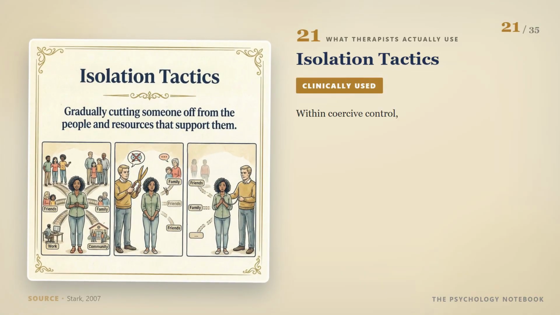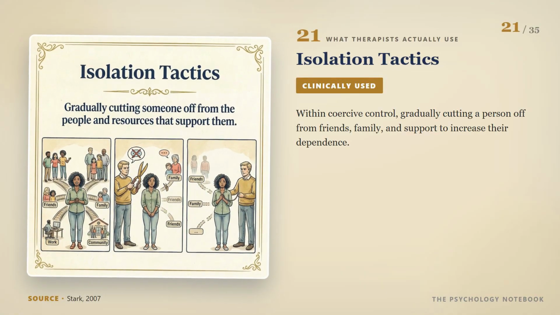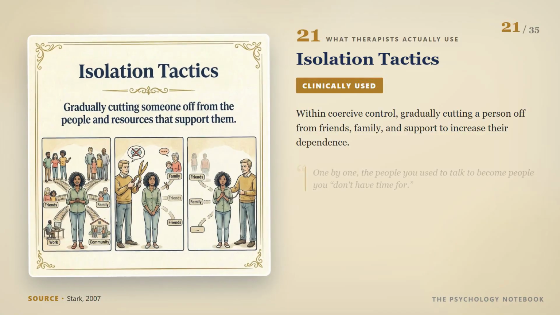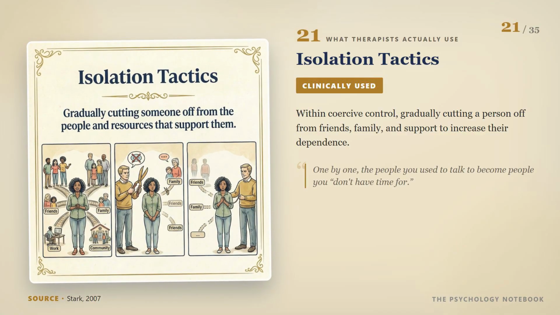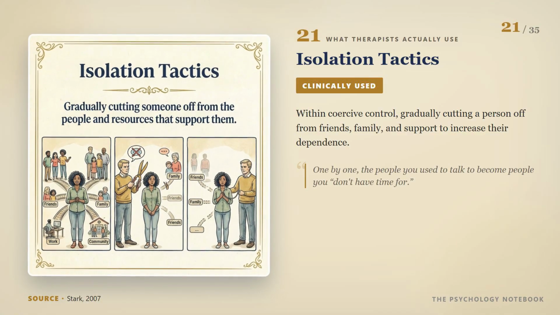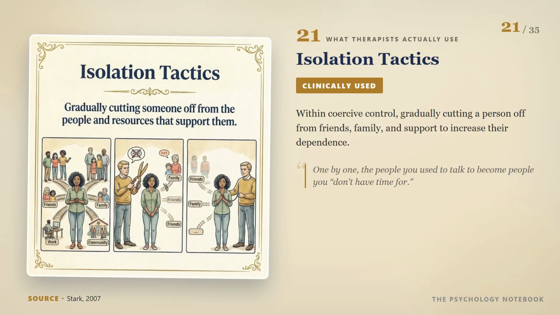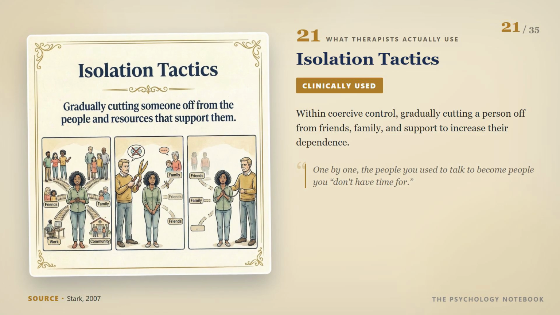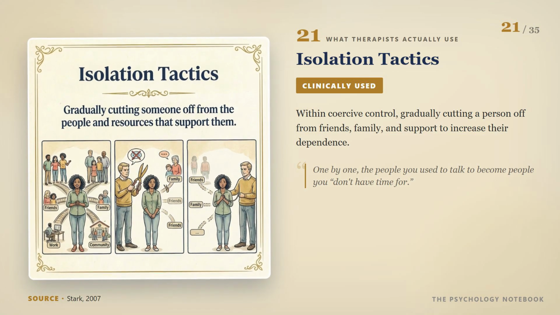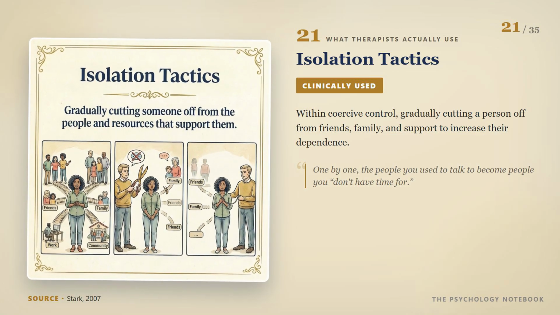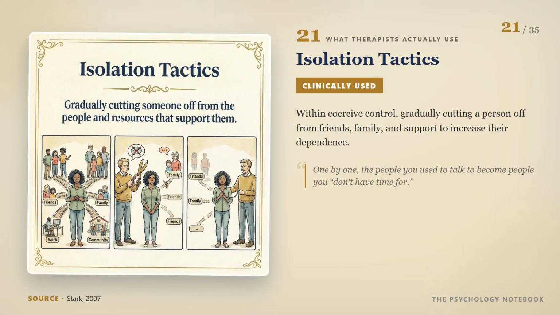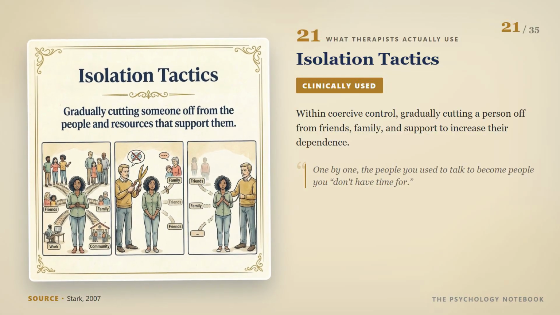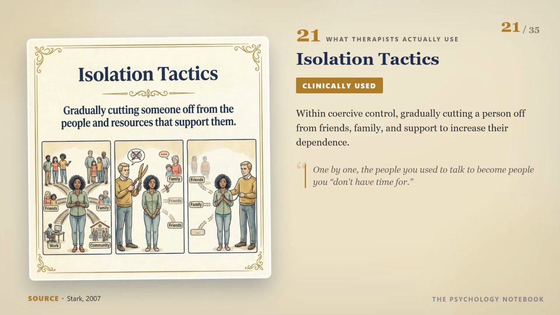21 is isolation tactics. This is the gradual process of separating someone from friends, family, finances, work, or other support. It may begin quietly. One friend is called a bad influence. A family member is accused of interfering. Every visit causes an argument. Little by little, the support system becomes smaller, and the person becomes more dependent on the one isolating them.